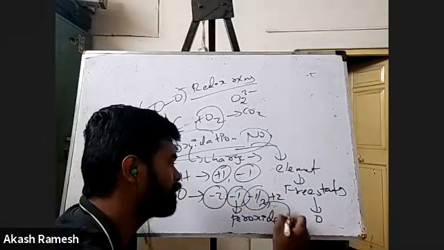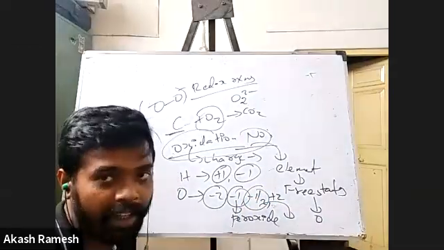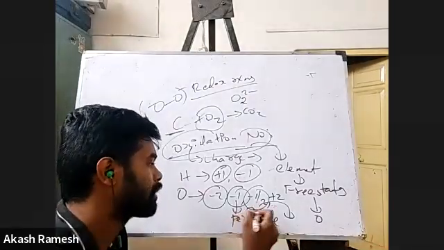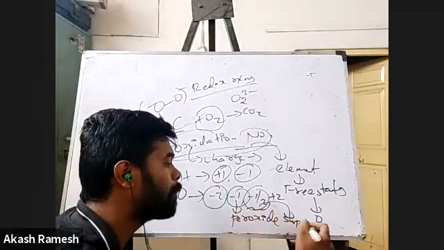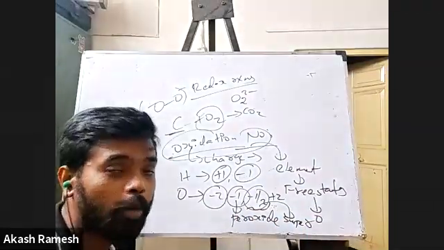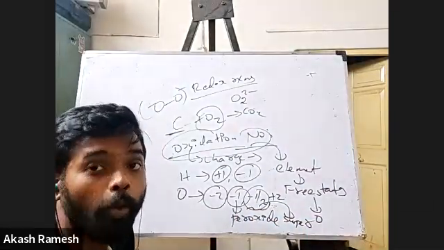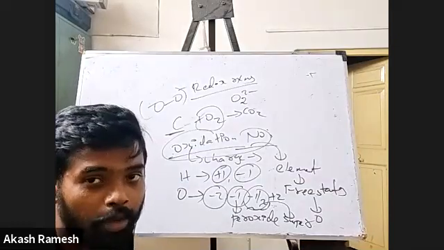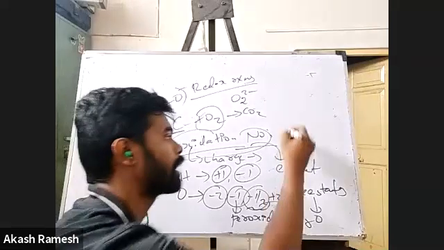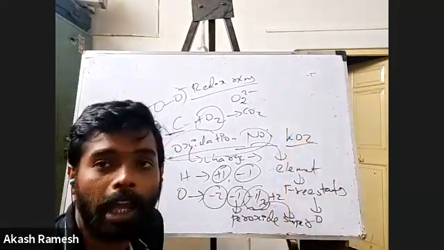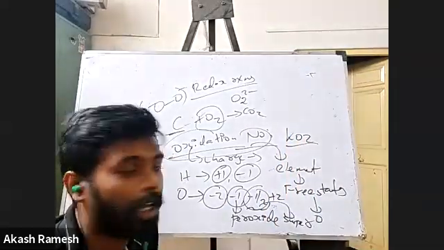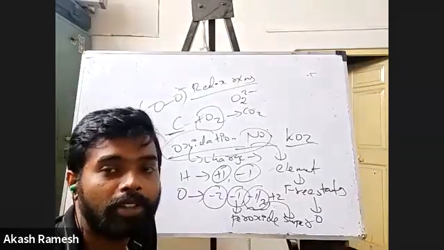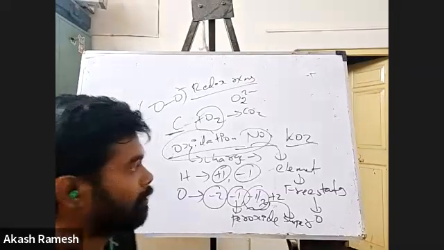-1/2 and +2 are going to be very rare. +2 is going to be in only one compound, and I'll tell you what that is. -1/2 is for superoxides. Superoxides are generally formed by group 1 elements, like lithium, sodium, and potassium. One of the superoxides can be KO2. Here you will see it is going to be -1/2.